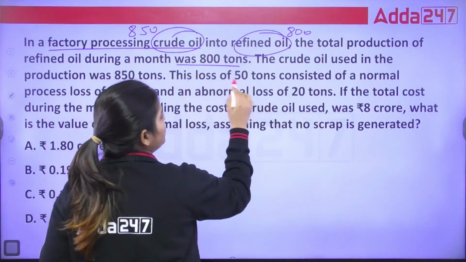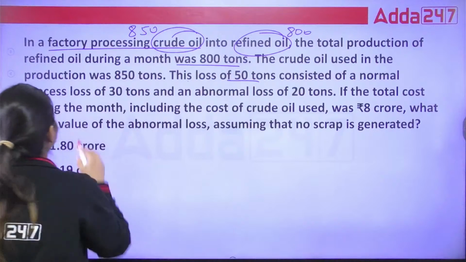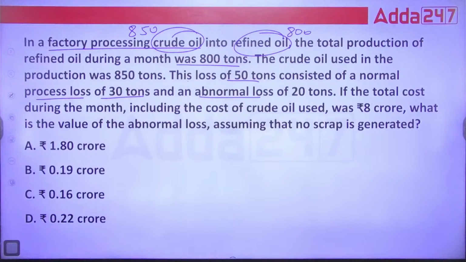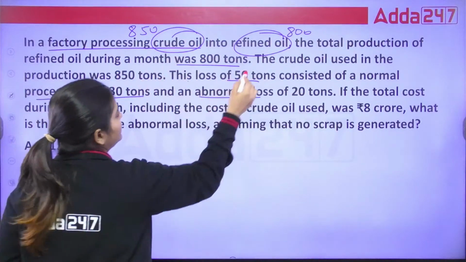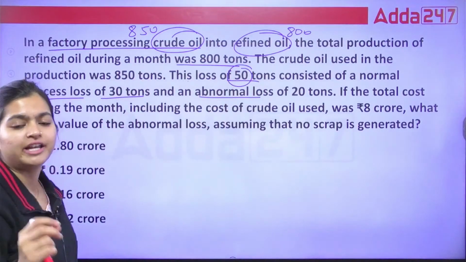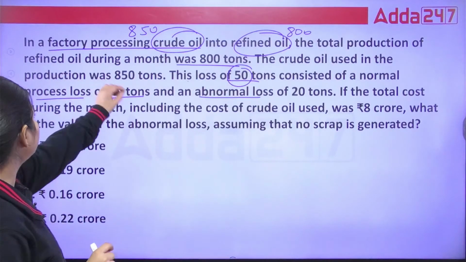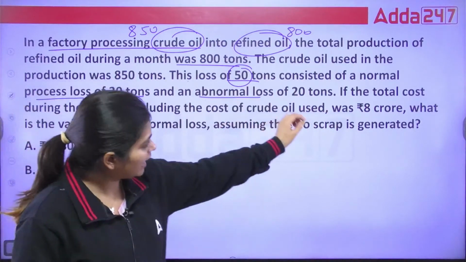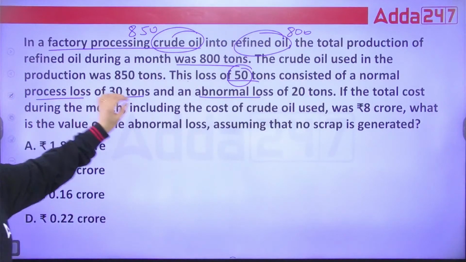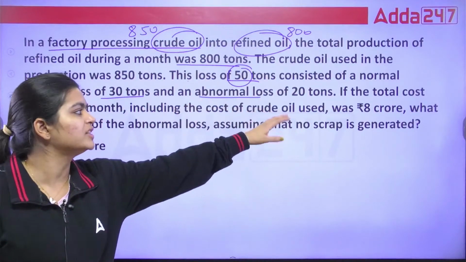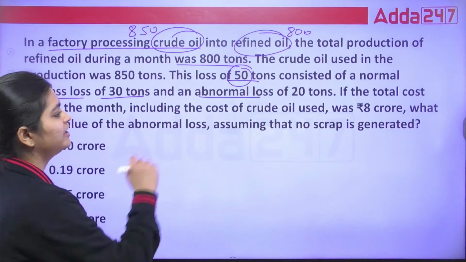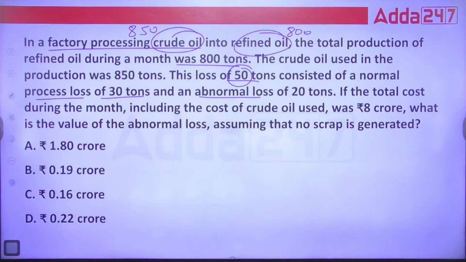So the loss you can see is 50 tons, considered as a normal process loss of 30 tons and an abnormal loss of 20 tons. Now they are saying that this 50 tons is considering two things: one, 30 tons of normal loss, and next, 20 tons of abnormal loss. If the total cost during the month, including the cost of crude oil used, was 8 crore. Here they are saying that the total cost is 8 crore. What is the value of the abnormal loss, assuming that no scrap is generated?